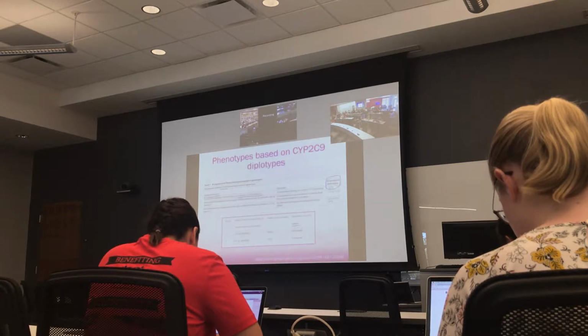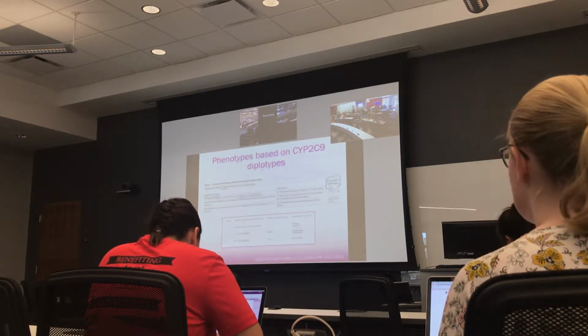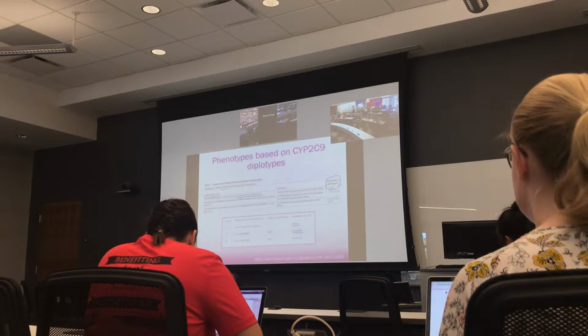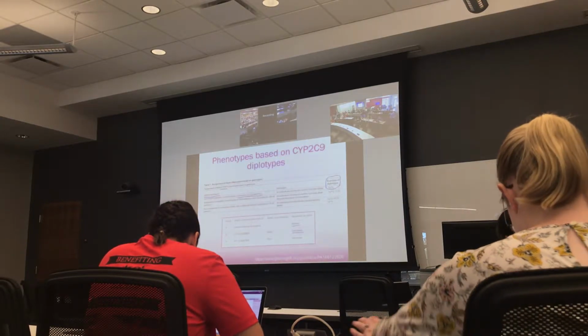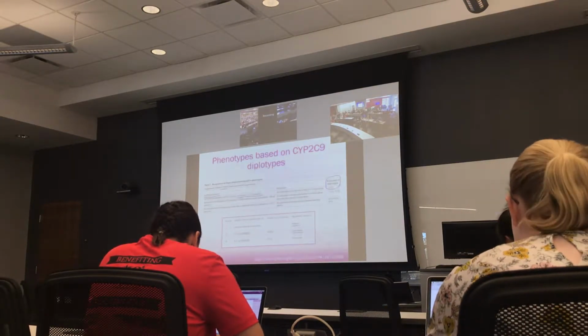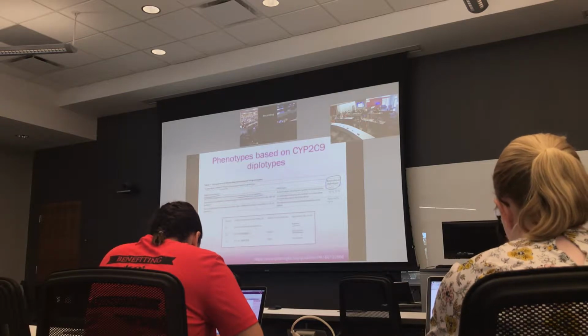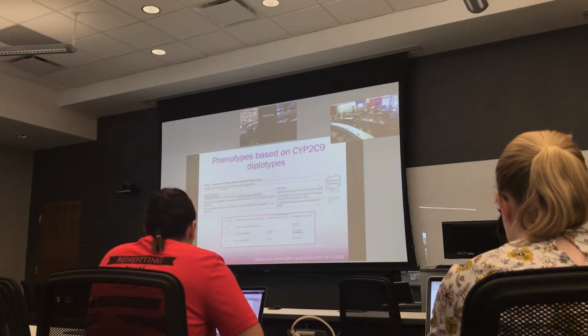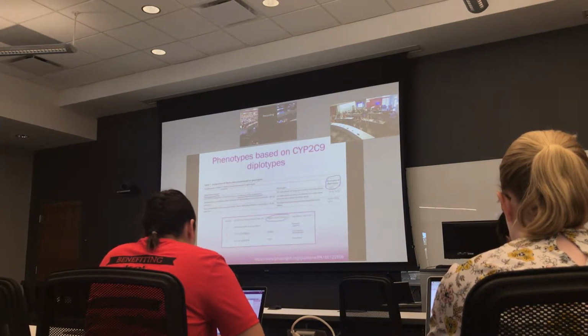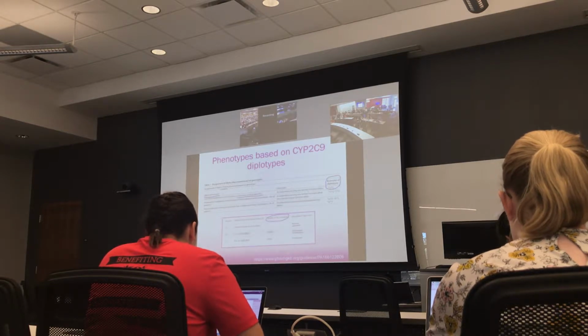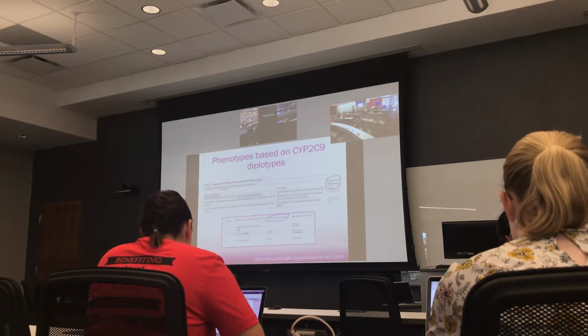Now, star 2 is decreased. And here they've just abbreviated. So instead of saying arg to cyst, like arginine to cysteine, arginine, the abbreviation for that, or the symbol is R, at position 144 is cysteine. So they're just sort of abbreviating these amino acid changes here. So don't let that throw you off. And again, this is DNA over here.